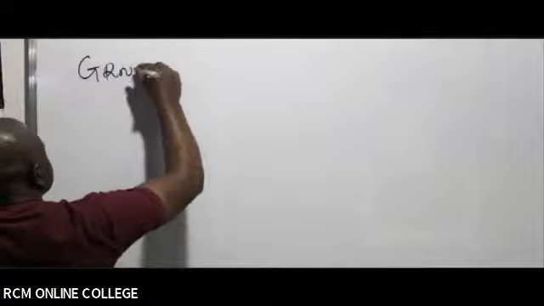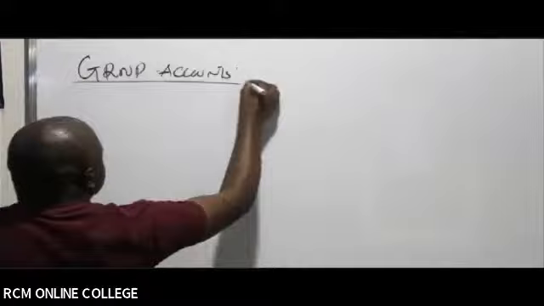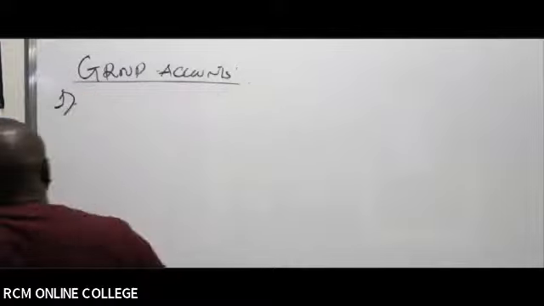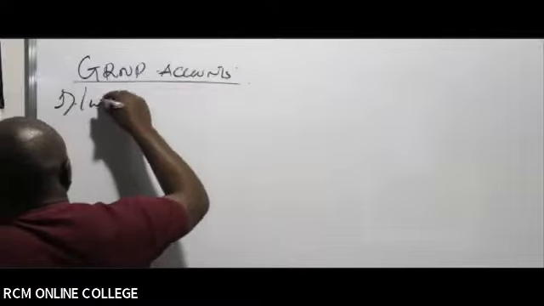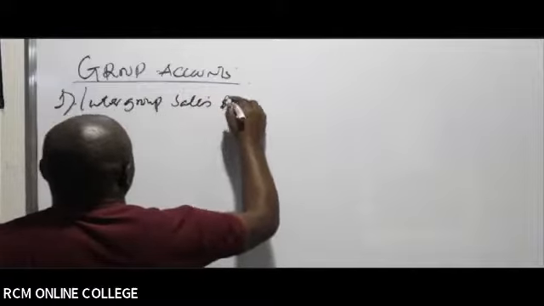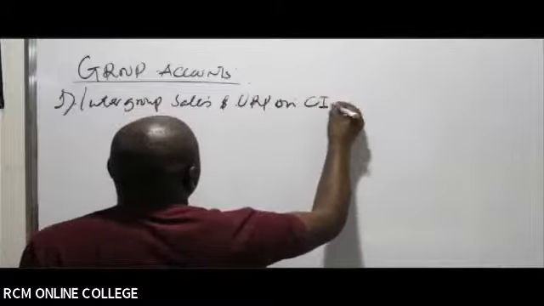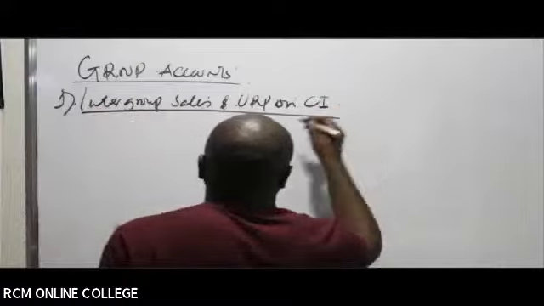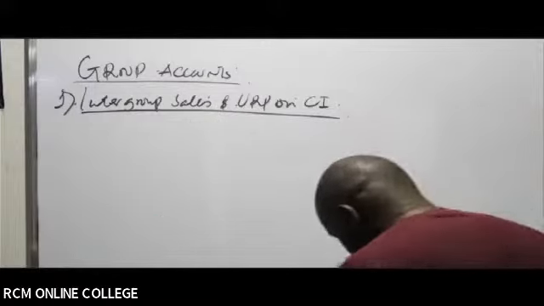Yeah, so in this case, we are looking at group accounts. On special transaction number 1, that is intergroup sales and unrealized profit on closing inventory. So we had done an example there.